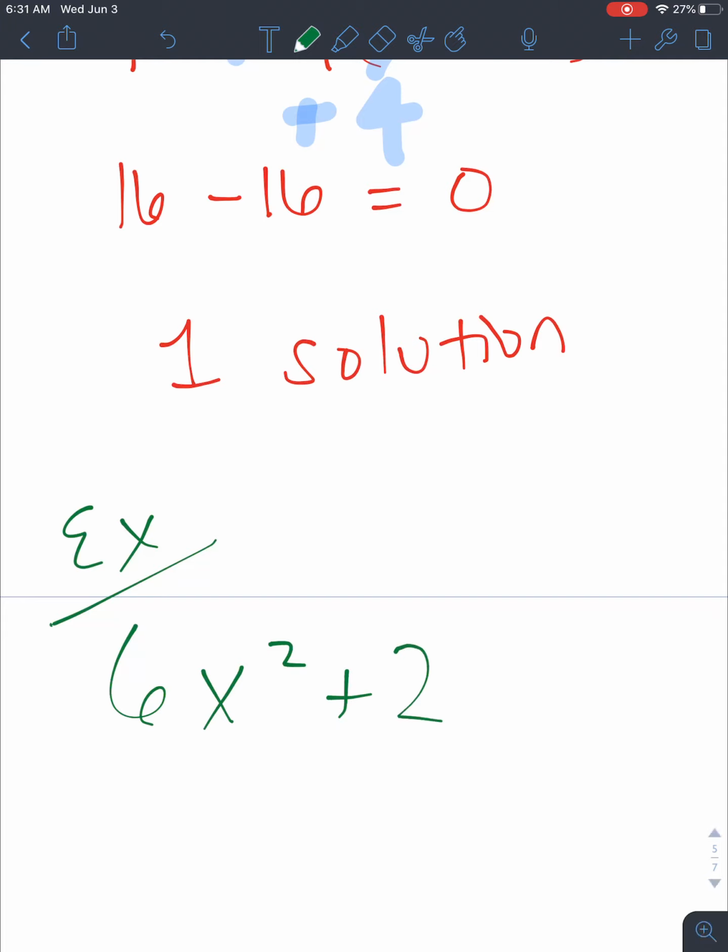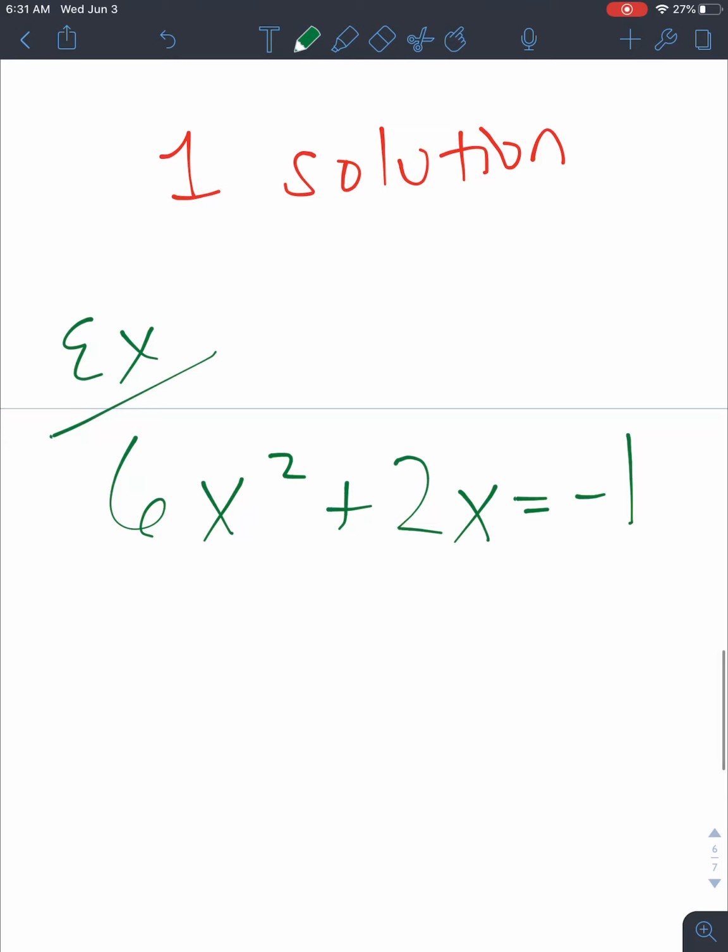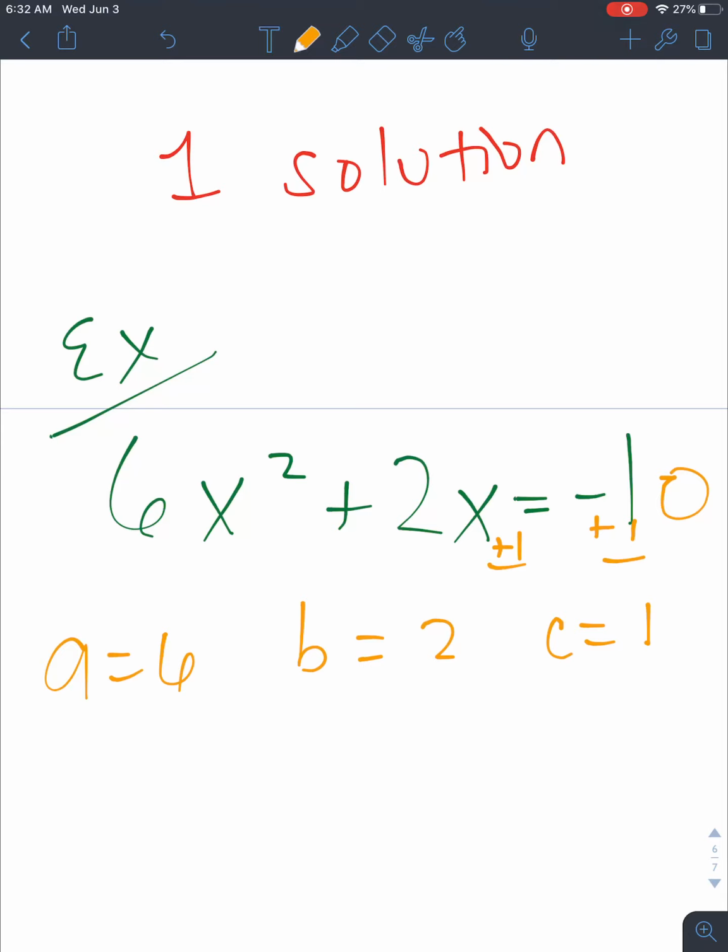So we have 6x squared plus 2x equals -1. Identify your a, your b, and your c. You should have gotten that a was 6, b was 2, and c is +1 because we need to add that 1 to the other side, so that way this is equal to 0 on the right side.